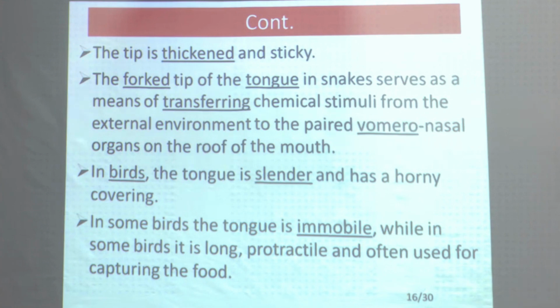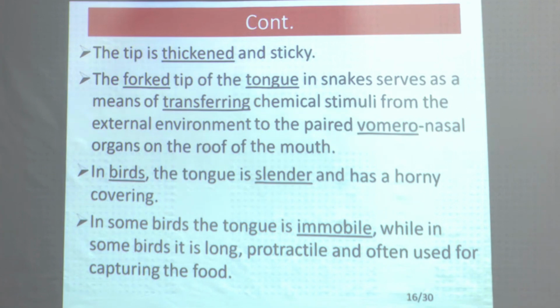So the forked tip of the tongue in snakes serves as a means of transferring chemical stimuli from the external environment to the paired vomeronasal organ on the roof of the mouth. The most important character of the snake: generally, snakes do not have ears. So they cannot hear, because they do not have an ear. So what they actually use is the tongue. The forked tip, that means the tongue is forked, the tip of the tongue is bifurcated.